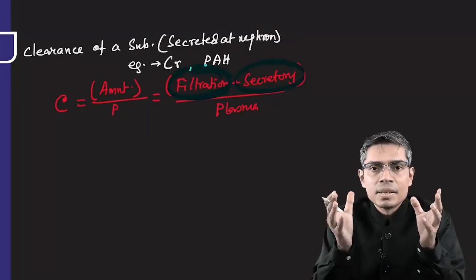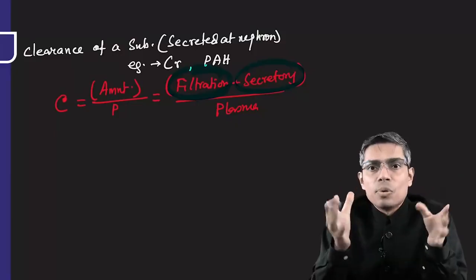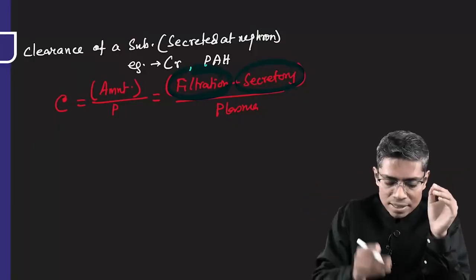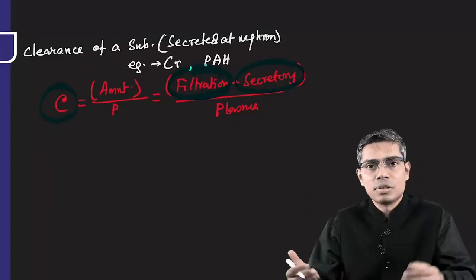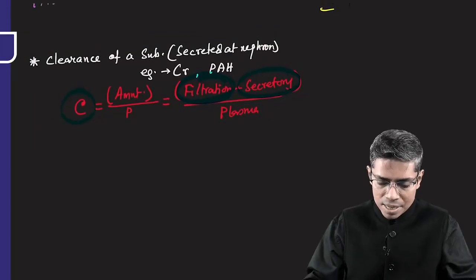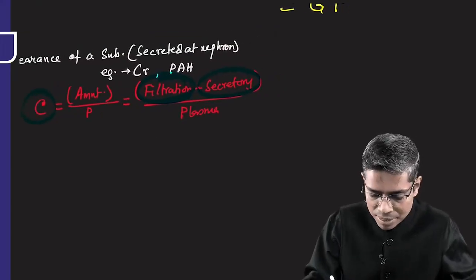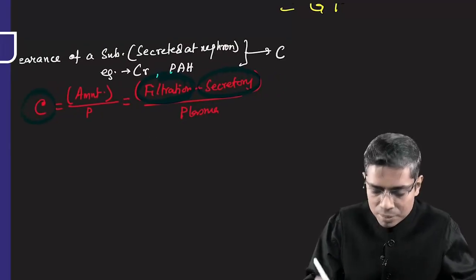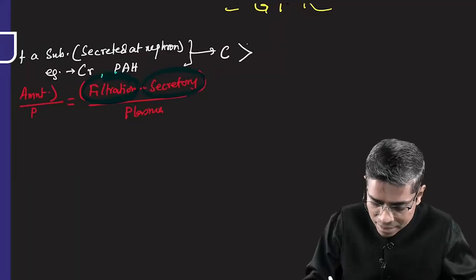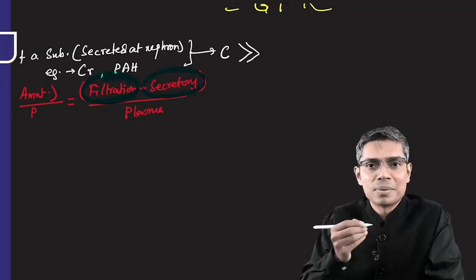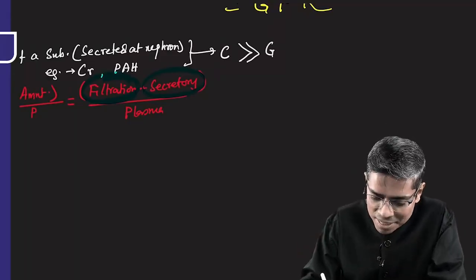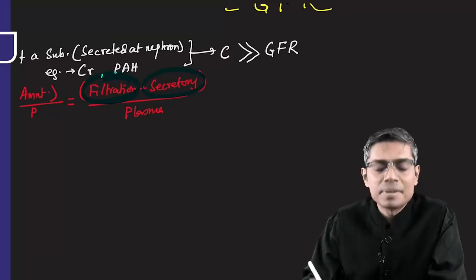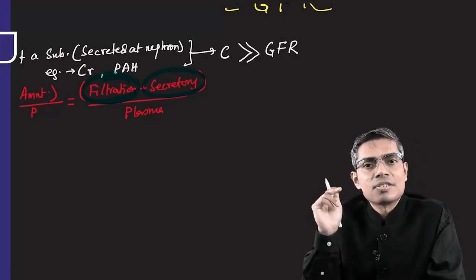So what is happening? The numerator is more in these cases. If your numerator is more, what will happen to your clearance? Clearance will be more. So if I ask you, when the substance is secreted at the level of nephron, the clearance of these substances will be greater than or equal to clearance of inulin or GFR. Obviously, it will be greater than GFR or greater than clearance of inulin.